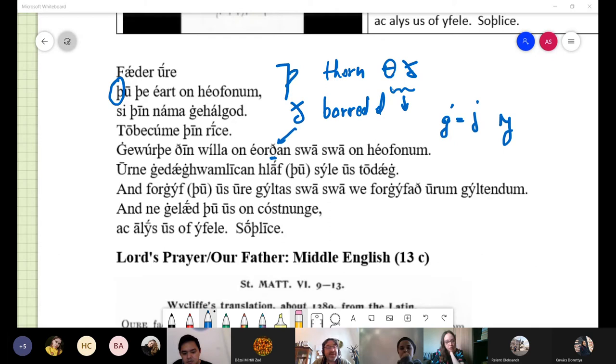Okay, and then you can ask me, why didn't they actually distinguish them? Because they knew which one was a year and which one was a g. Okay, so anyway, spelling systems can be mysterious.